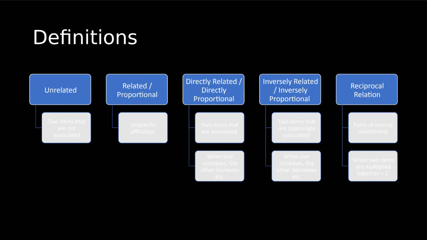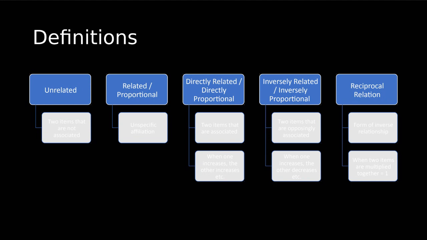If you have two items that are unrelated, that means they have no relationship to each other. When one changes, the other one is not affected by that change at all. There's no communication between those two. When you have something that is related, or what we call proportional, that means there's some type of affiliation, but it's unspecific. So we need a little bit more information about that relationship.